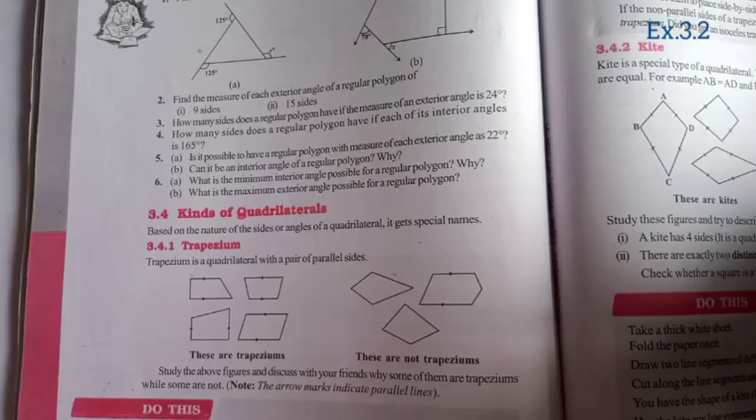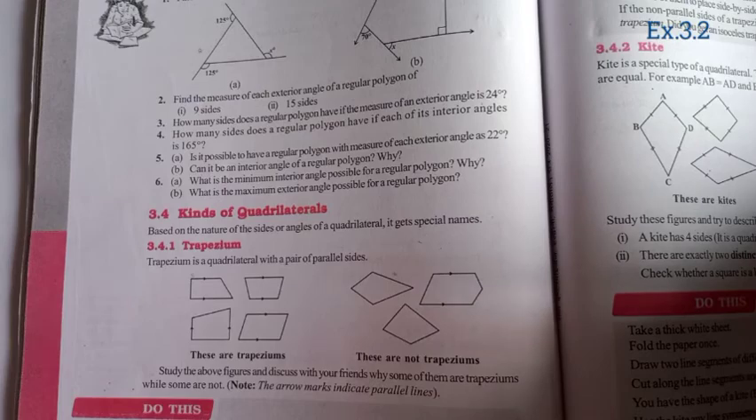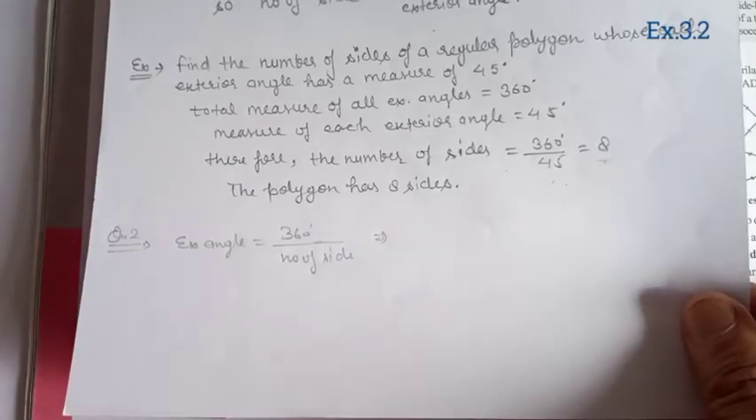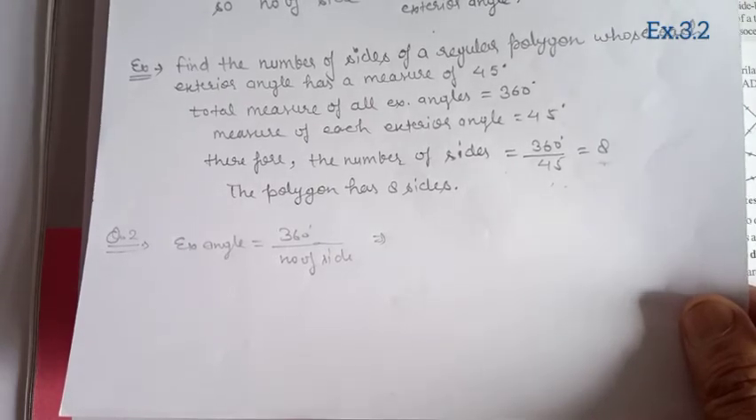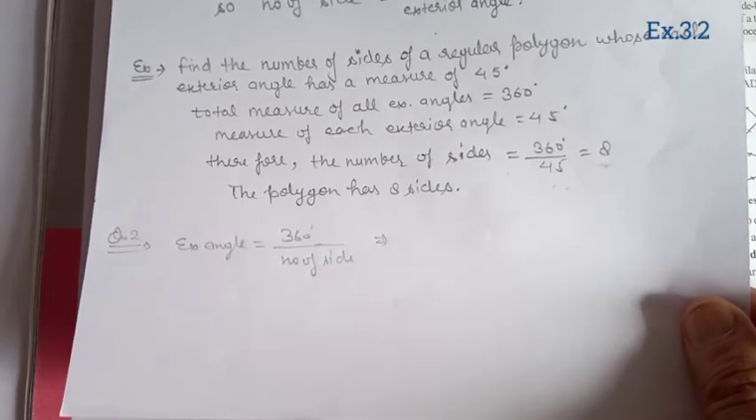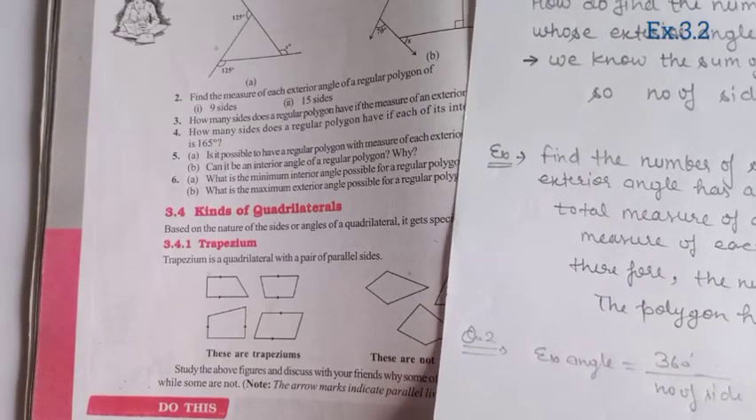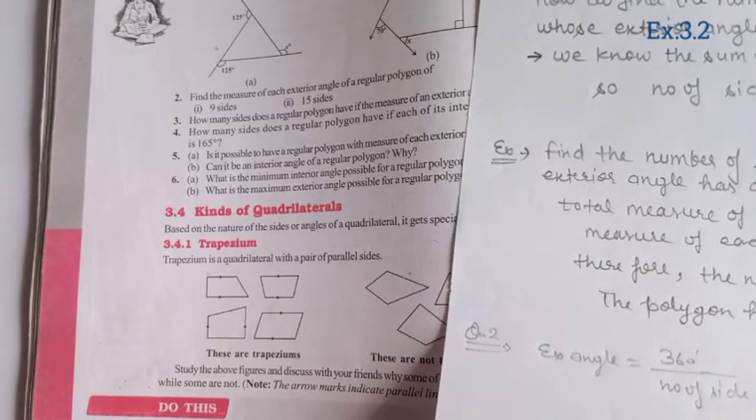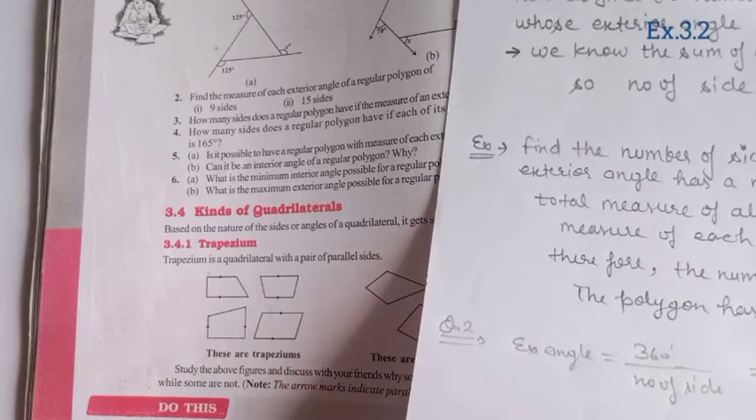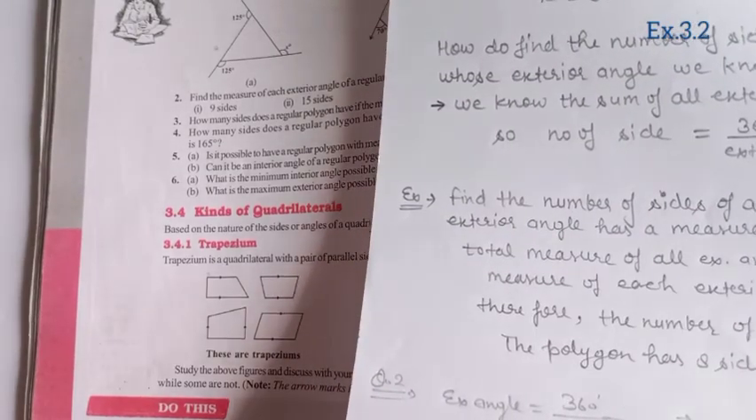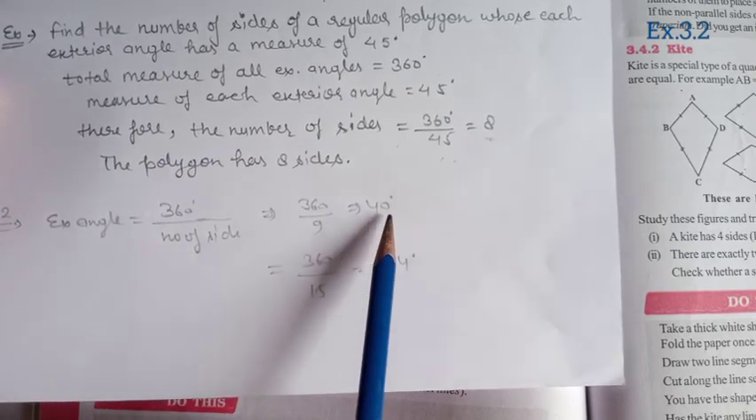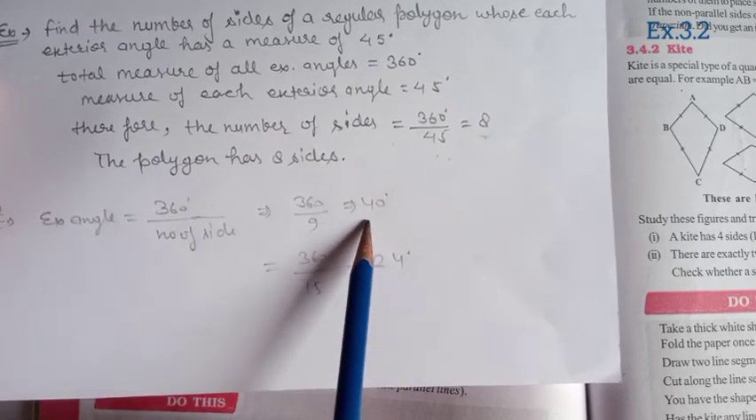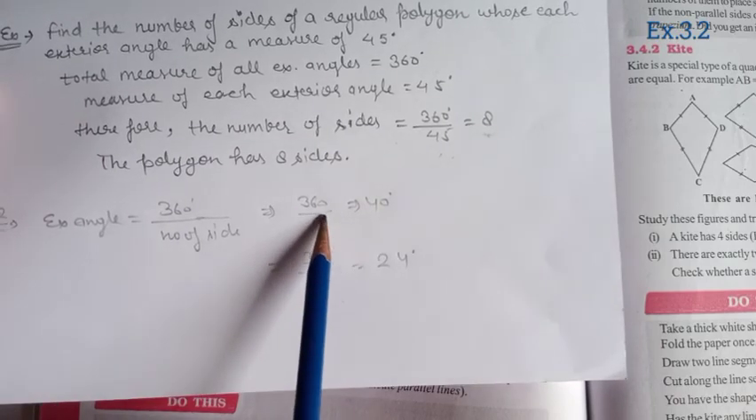Okay, now you can see question number 2. Find the measure of each exterior angle of a regular polygon of 9 sides. We have the formula to find the exterior angle, which is the same as above: exterior angle is equal to 360 over the number of sides. Here, for 9 sides, 360 divided by 9 is equal to 40 degrees. So the measure of each exterior angle is 40 degrees if a regular polygon has 9 sides.